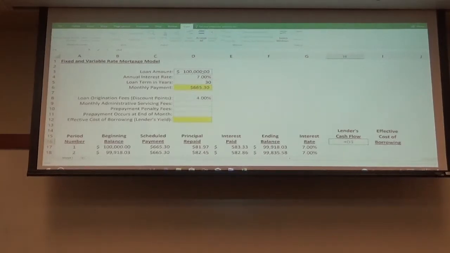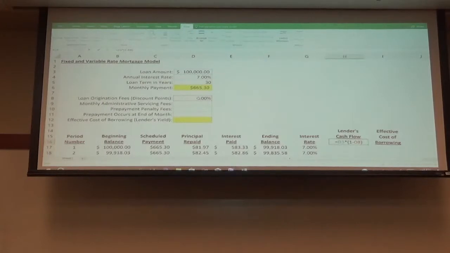100,000, but that's not their cash outflow. So what we're going to do, you can do this a couple of different ways. One way would be to simply take D3 and multiply this by 1 minus 4%.